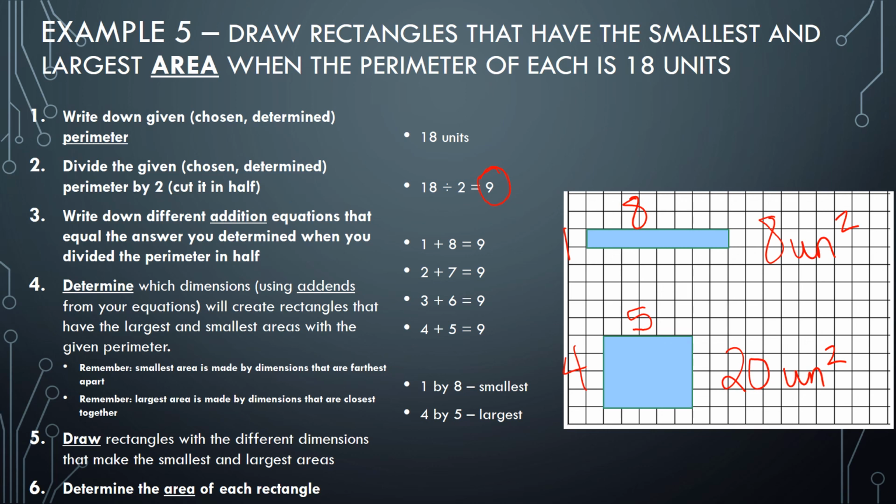Now just to make sure, let's look at these right here. So if I drew a rectangle that is 2 by 7, we have 2 times 7, so my area is going to be 14 units squared. And then we have a 3 by 6, and 3 times 6 is 18 units squared. So we just double checked and made sure, yes, we're truly right. This one is the smallest and this one is the biggest.